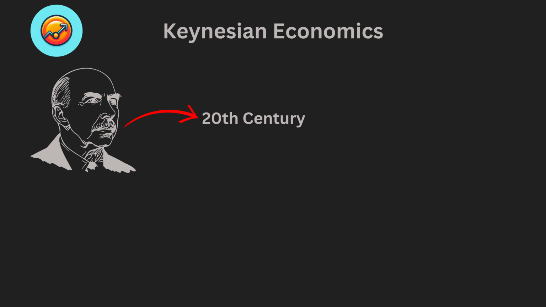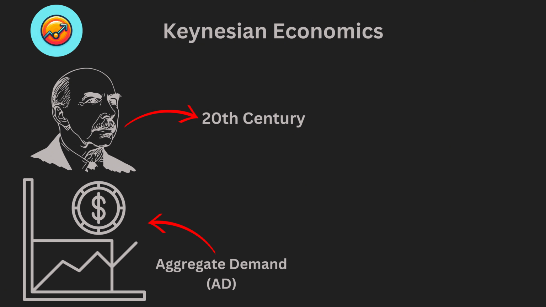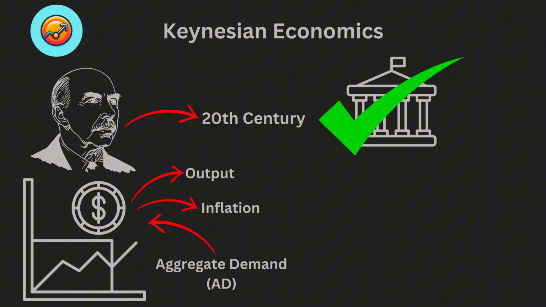Keynesian economics. Developed by John Maynard Keynes in the 20th century, this theory suggests that total spending in the economy, aggregate demand, influences output and inflation. Keynesianism advocates for government intervention to manage economic cycles, recommending fiscal and monetary policy to mitigate the effects of economic downturns.